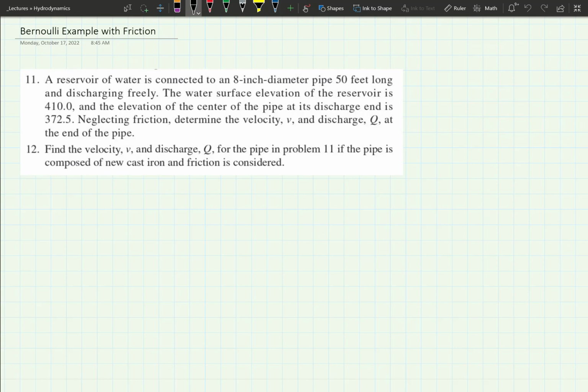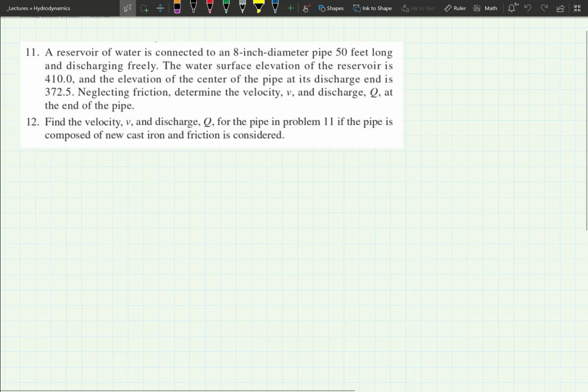So, all right. Literally what we got here is a reservoir with an 8-inch diameter pipe, 50 feet long, that discharges freely. The water surface elevation of the reservoir is 410 feet. The elevation in the center of the pipe at discharge is 375. Neglecting friction, determine the velocity in the discharge at the end of the pipe. Now, with 12, we're going to do the same thing, but we're going to add the friction in. So, a picture is worth 1,000 words.